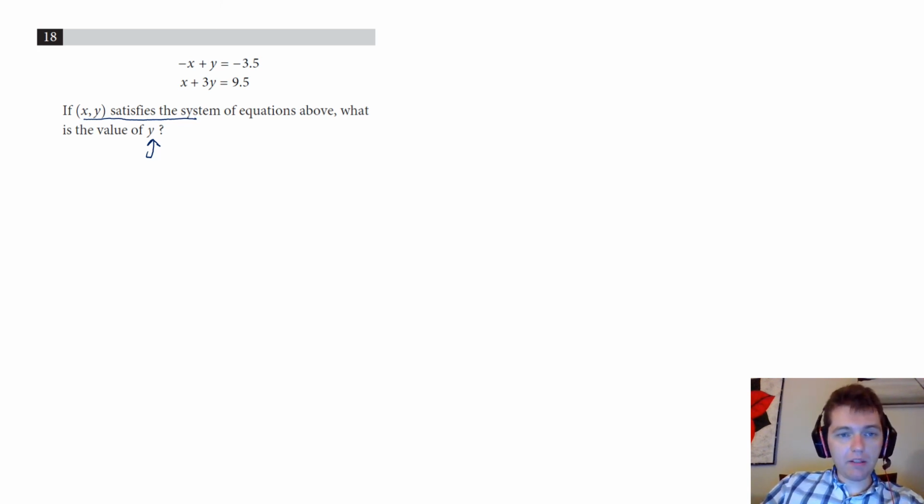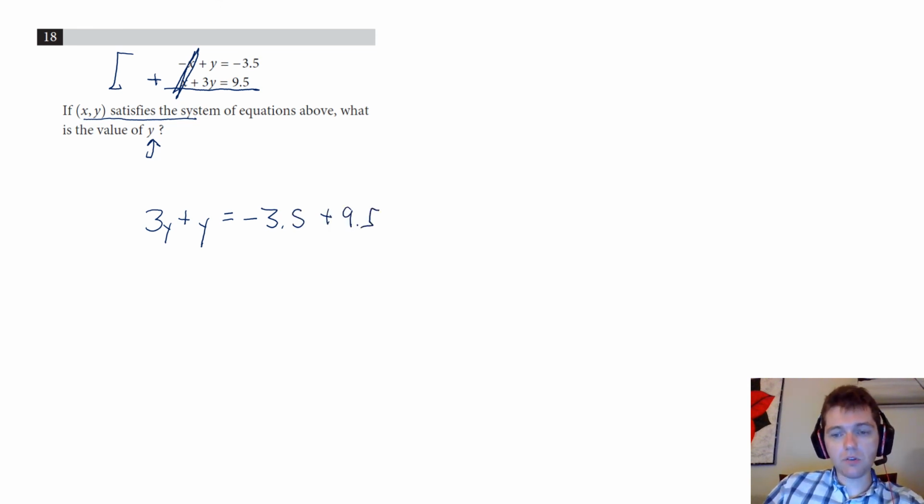And they've done you a favor here by listing them one on top of the other. You can see that if you just sum these two equations, this will cancel out, negative x plus x is just 0. So your x goes away pretty easily. Adding these two together, you're left with 3y plus y is equal to negative 3.5 plus 9.5. And again, y is the only thing left, so it makes this pretty easy to solve. That'll be 4y is equal to negative 3.5 plus 9.5, which is 6, which means that y is equal to 6 over 4, and you can bubble that in.